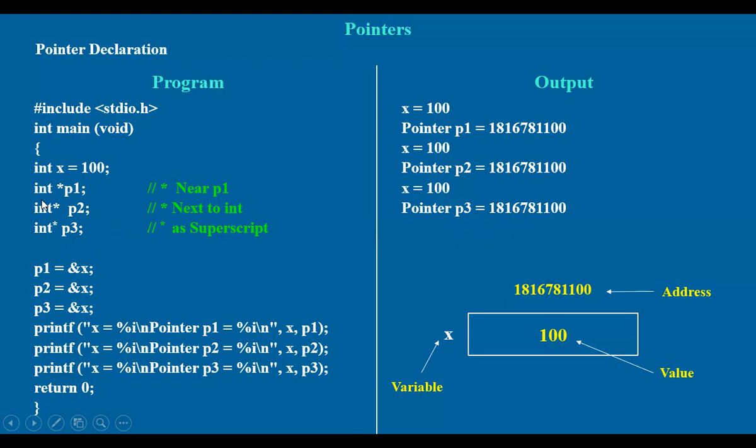But the actual notion is you must be careful, and this is the notion. You take the star nearer to P1. This is the general way of declaring or defining the pointer. Whether P1, P2, P3, whatever way you declare, all these three refer to this particular address only.